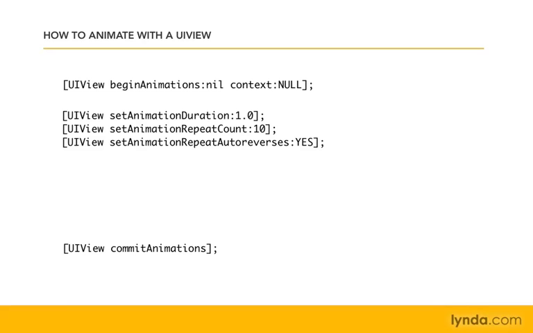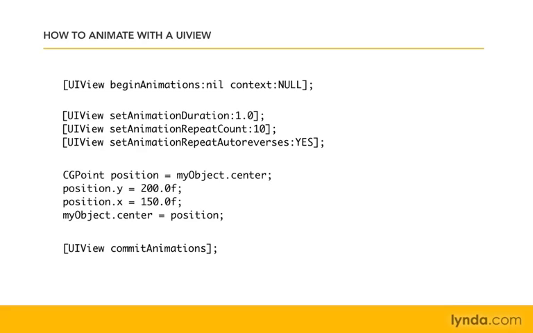You're going to set some properties and say, I want my animation to be 1 second. I want it to repeat 10 times. I want it to auto reverse. So if it goes from point A to point B, it will then go from point B to point A and A to point B again, and so on. And then you actually describe on your object what changes you want to make.